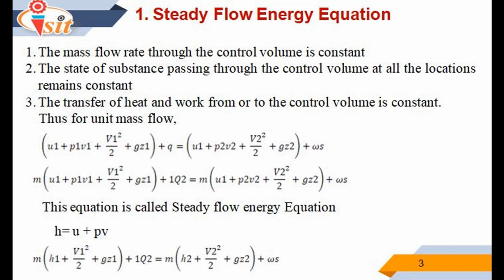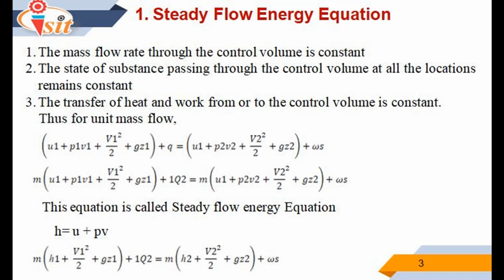If mass flow rate is m, then the equation becomes m(U1 + P1V1 + V1²/2 + gZ1) + Q1-2 = m(U2 + P2V2 + V2²/2 + gZ2) + Ws. Then this equation is called the steady flow energy equation.